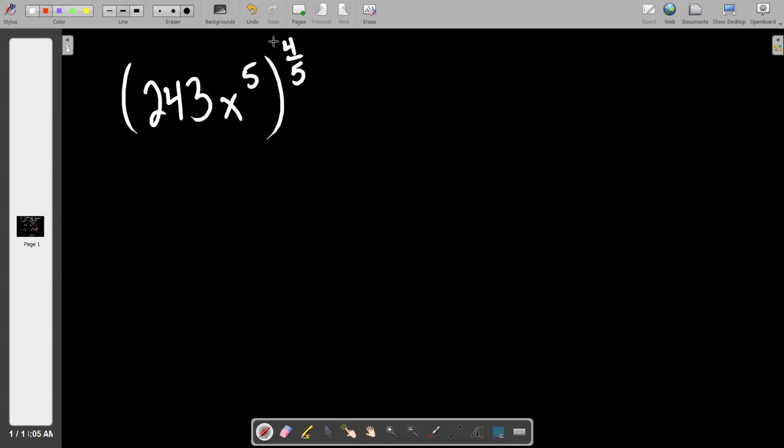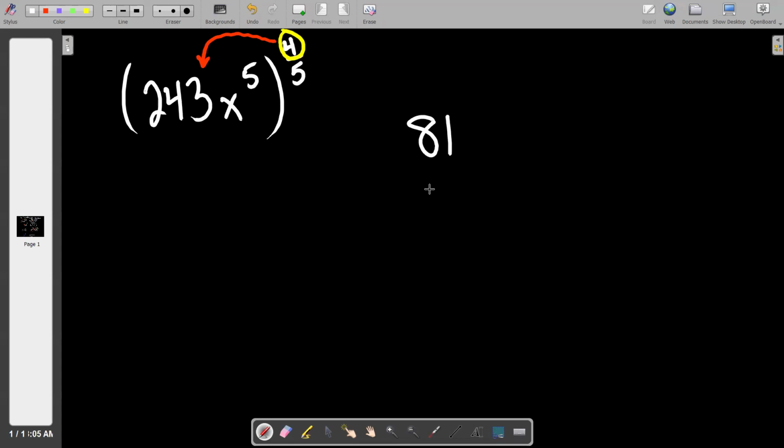So if I take this exponent and go and airdrop it onto the 243, what kind of root are we taking? A fifth. Anyone know the fifth root of 243? It is 3. And then when I take 3 and I raise it to the power of 4, what do I get? 81. And it'll stay on top because it's a positive exponent. So I have an 81, right?